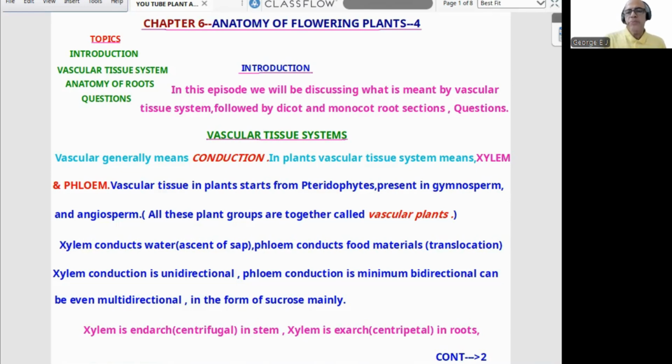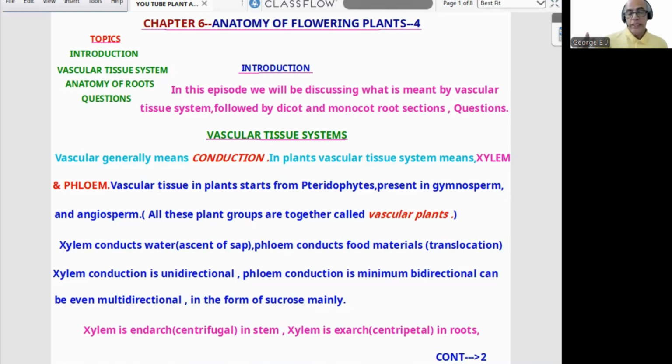First, we should know what is meant by the term vascular. Many areas we can find vascular. Vascular generally means, basic meaning is conduction. For example, blood vascular system. So here, vascular tissue system is mainly concerned with conduction. And in plants, vascular tissue system mainly includes 2 complex tissues. You already know it. One is xylem, one is phloem.